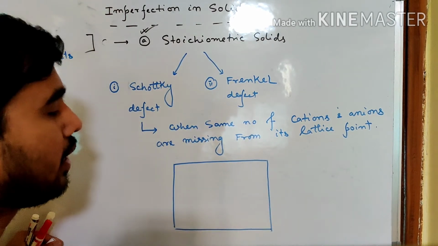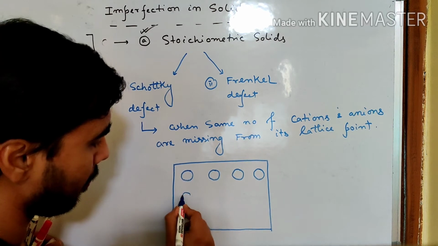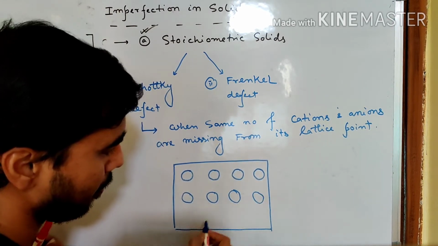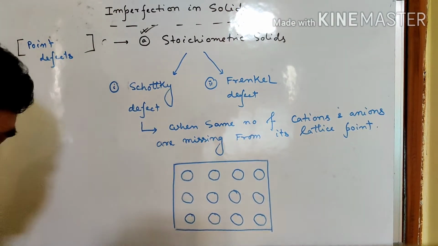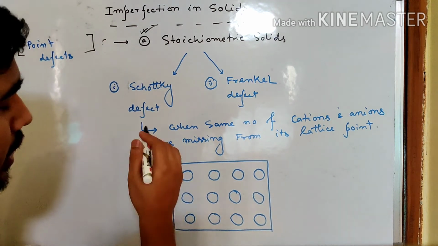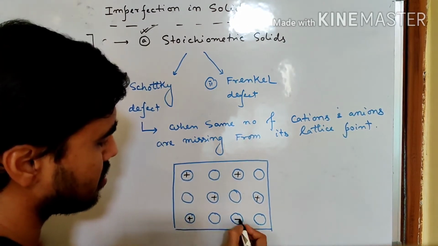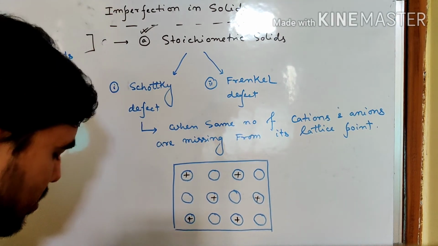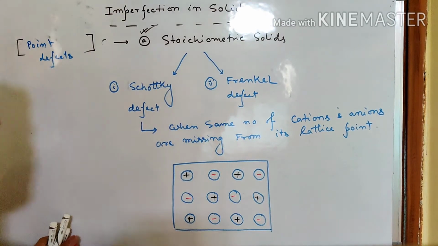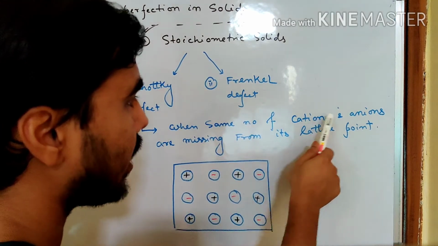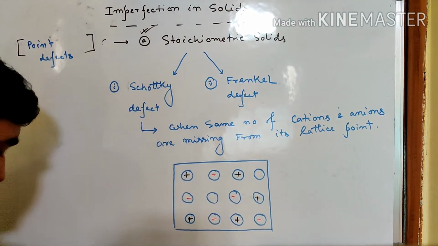Suppose this is how a crystal will look like. Here, suppose these are the points, right? Now, in case of Schottky defect, suppose these are the plus charges and say these are the minus charges. And right now the crystal or solid is electrically neutral, right? Question is when same number of cations and anions are missing. Suppose I take away this plus charge and suppose I take away this minus charge. What does it mean?